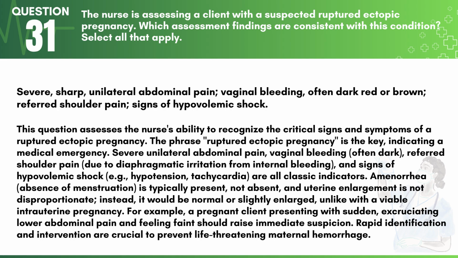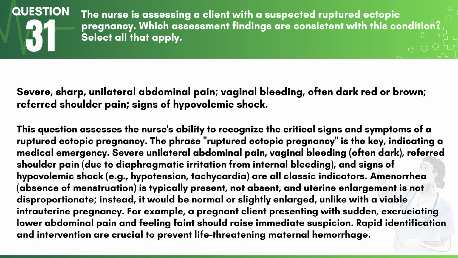Answer. Severe, sharp, unilateral abdominal pain, vaginal bleeding, often dark red or brown, referred shoulder pain, signs of hypovolemic shock. This question assesses the nurse's ability to recognize the critical signs and symptoms of a ruptured ectopic pregnancy. The phrase ruptured ectopic pregnancy is the key, indicating a medical emergency. Severe unilateral abdominal pain, vaginal bleeding, often dark, referred shoulder pain, due to diaphragmatic irritation from internal bleeding, and signs of hypovolemic shock, e.g., hypotension, tachycardia, are all classic indicators.